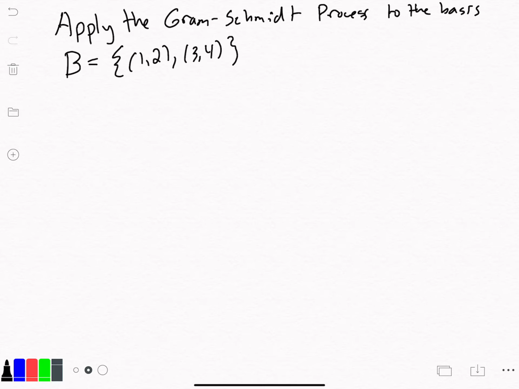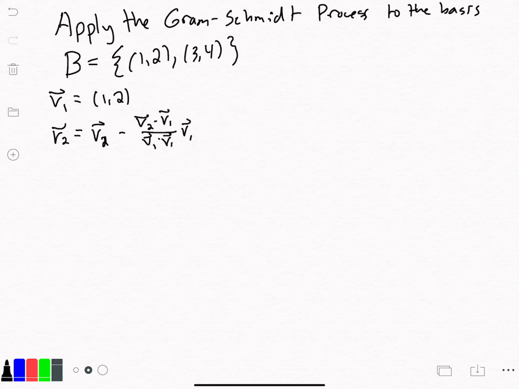So we apply our Gram-Schmidt process, right? V1 is just going to be the same as the original one. Gram-Schmidt does not start by changing the first one. We leave that alone. But for your new second vector, you start with the original second vector and you subtract the projection in the direction of the first vector here. So we're going to go ahead and work this thing out.